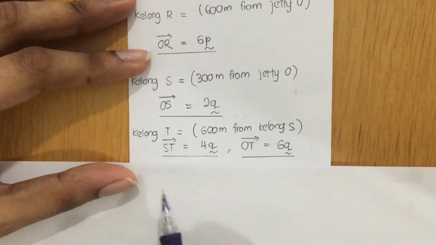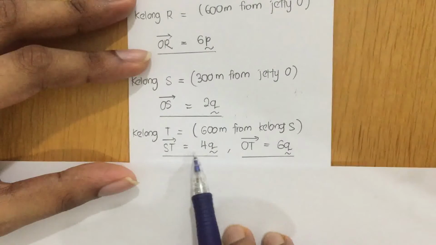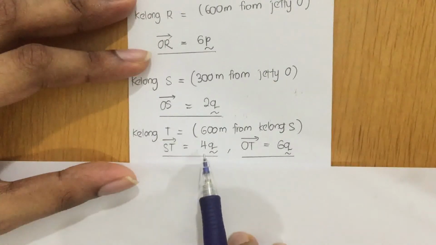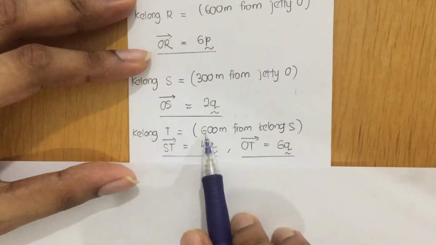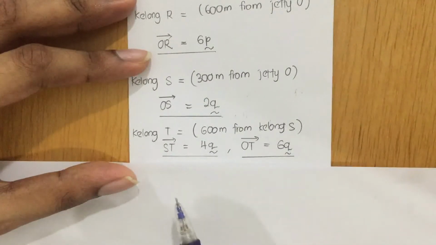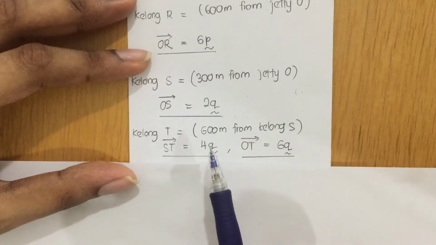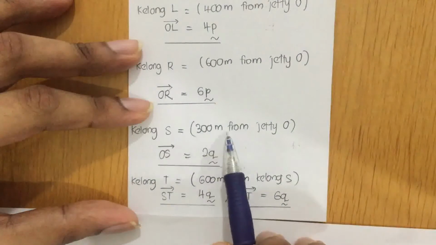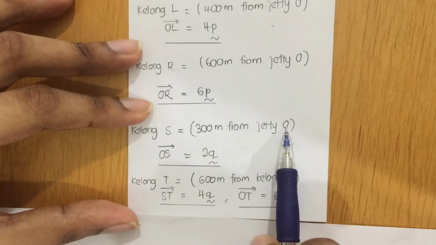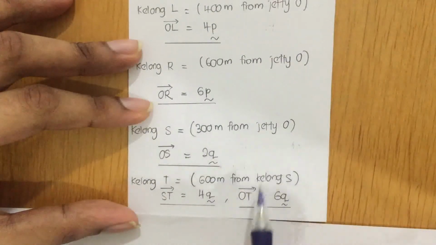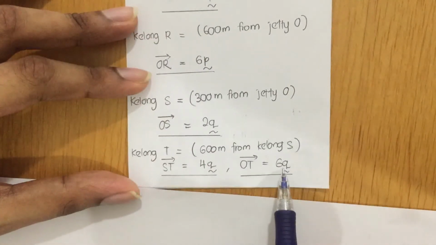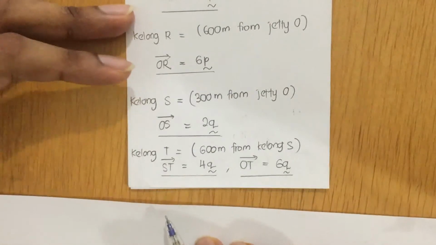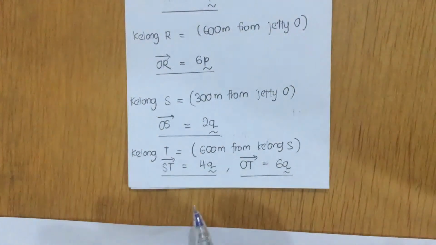but first we find in terms of ST. So ST will be equals to 4Q. Since for one unit you represent 150 meters, and since it's 600, you represent it as 4Q. And then we have solved Kelong S, which is 300 meters from jetty O, and OST is in the same line, so from here you get OT is equals to 6Q, where the distance is actually 900 meters from point O.